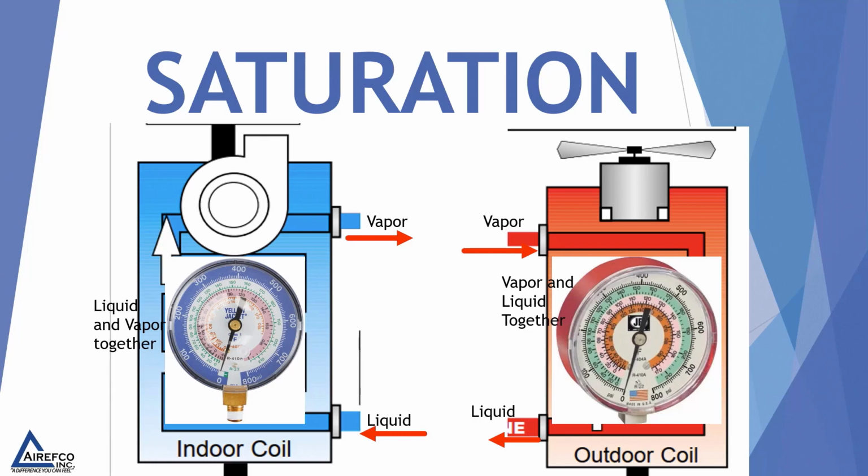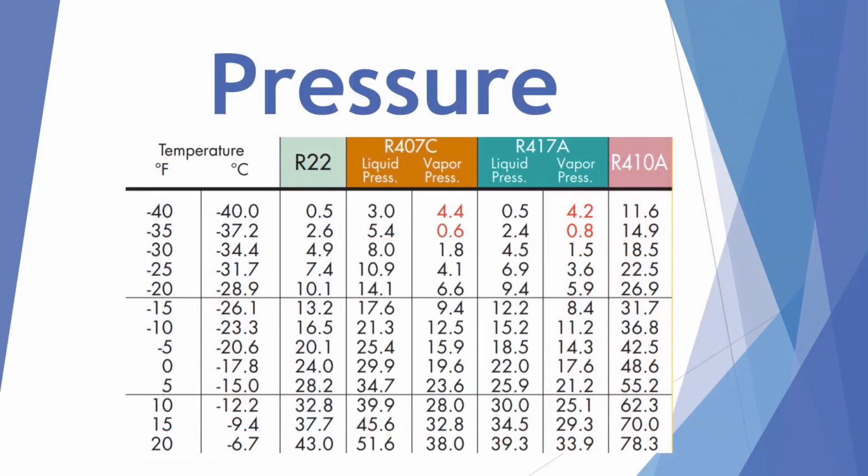The refrigerant then enters the evaporator coil as a liquid and begins evaporating into a vapor as it absorbs heat from the air flowing across the coil. The refrigerant then exits the evaporator as a superheated vapor. The pressure temperature chart for each refrigerant shows us the relationship of the pressure and the temperature. The temperature is what we are concerned with more than the pressure.